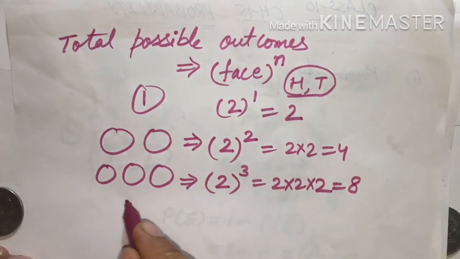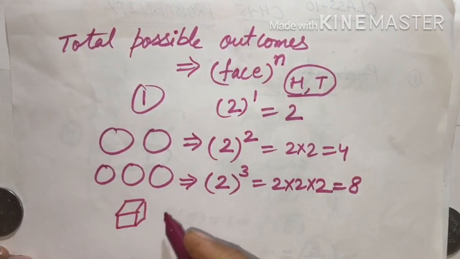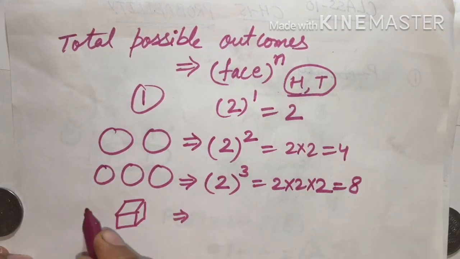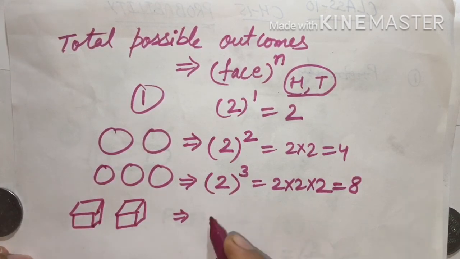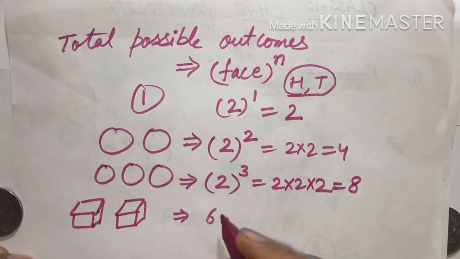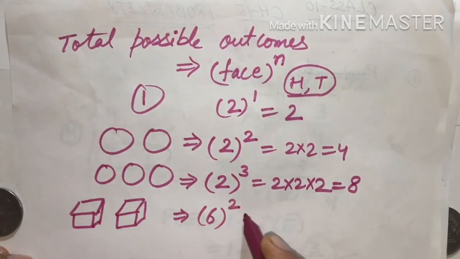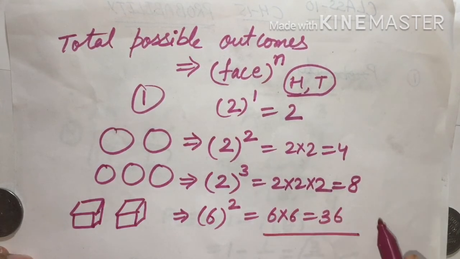So the same thing we can apply in the case of dice also. If we are taking the case of 2 dice, then 6 faces are there in one dice, and 2 dice are there. So 6 into 6, 36 possible outcomes.